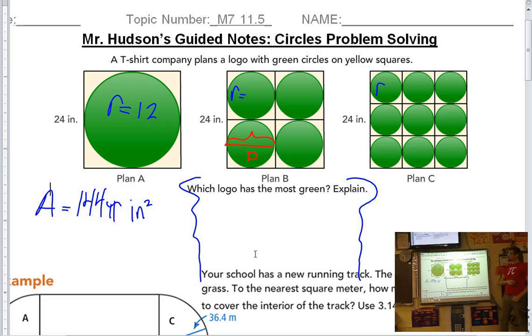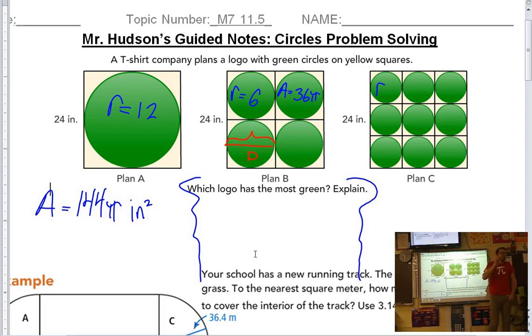Colin, what'd you guys find as your radius for those smaller circles? So we found 6. Yeah, 6 was your radius. So each circle had an area of, what's 6 times itself? 6 times 6? 36. So we get 36 pi.